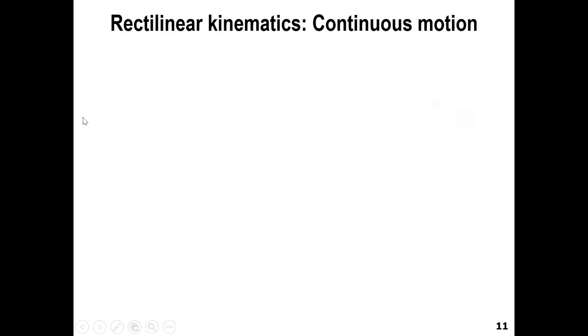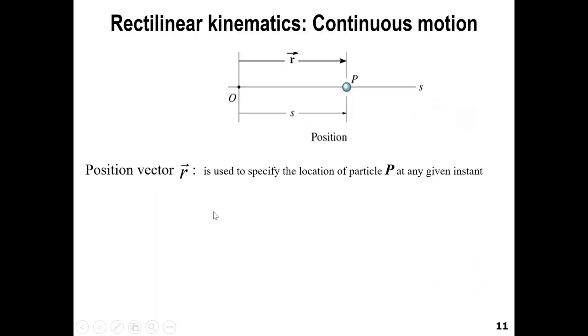Now, as I said, the simplest type of motion is rectilinear. The particle moves on a straight line and is continuous, right? So technically, you have a straight line, which is path of motion.